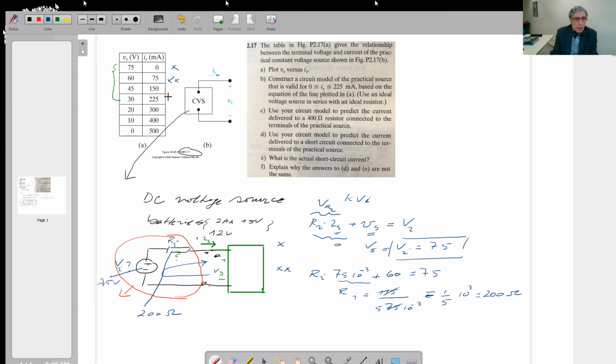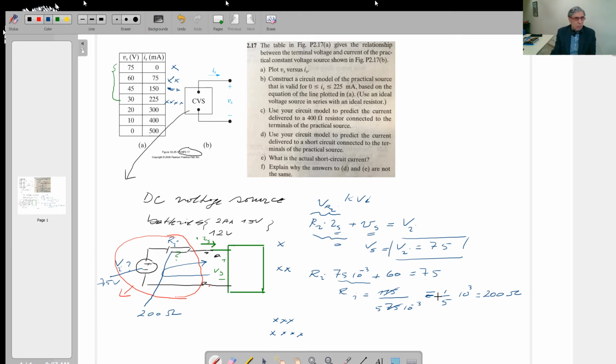So for these two, you do the calculation. You're going to end up with the same RI. So for this 3, you'll do it on your own. You're going to get the same result. The RI value is going to be equal to 200 ohms. Okay.